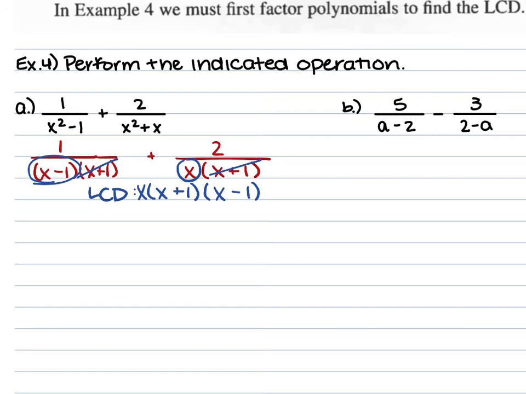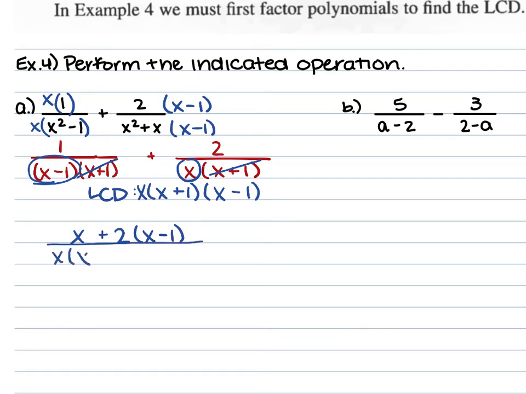When I do this, I'm going to multiply the first fraction's denominator by x in order to get me to the least common denominator. So I'm going to do the same to that numerator. So that's going to give me 1x, or x, over the x times x plus 1 times x minus 1. From there, I have a 2 in my numerator of the second fraction. My second fraction only had the x and the x plus 1, so it was missing the x minus 1. So I'm going to multiply the x minus 1 by 2 in the numerator as well.